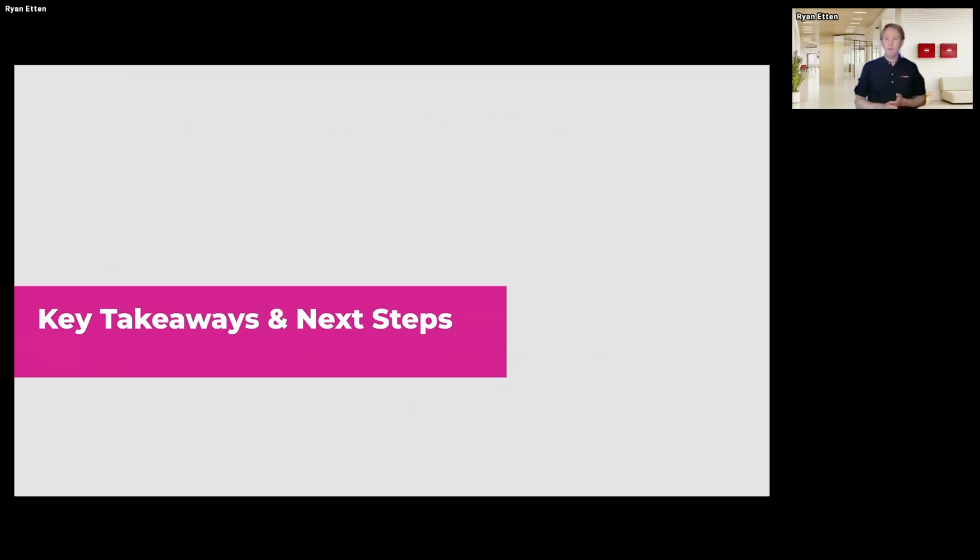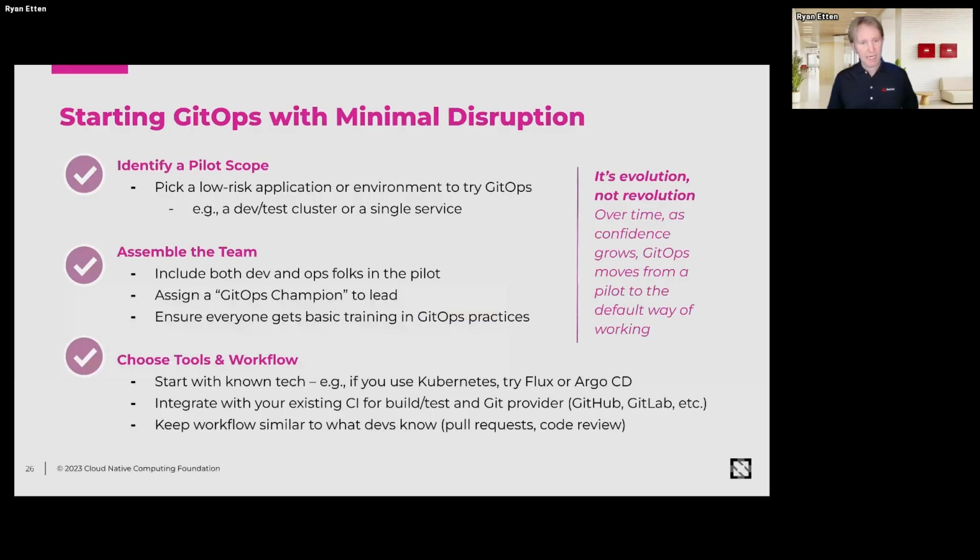So by now, hopefully you're thinking this sounds promising, but how do I actually do this in my company without breaking anything? Well, here's a brief game plan for you to get started with GitOps in an enterprise setting while minimizing risk and reinforcing many of the themes that we already touched on a little bit today. So first, start with a pilot project. Don't try to boil the ocean. Pick one application or one environment as your GitOps pilot.